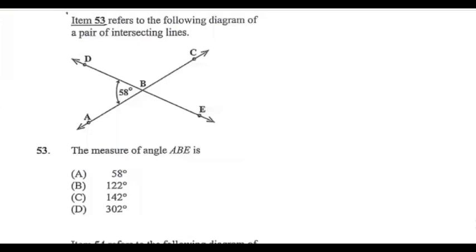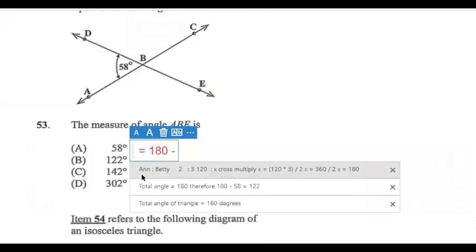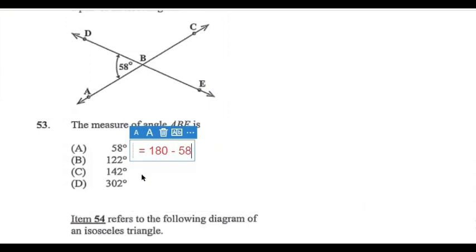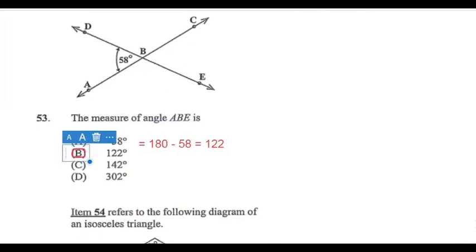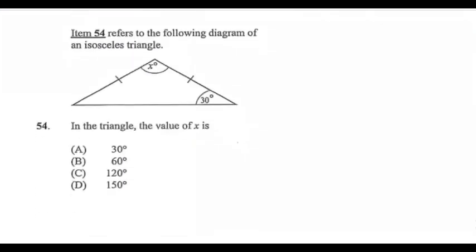53 refers to the following diagram of a pair of intersecting angles. The measure of angle ABE is, so it is angle ABE, so we know that right here would also be 58 degrees, but angle on a straight line. So there are many ways to look at it, but we're going to look at it from the perspective of angle on a straight line. So this straight line DE, so it should be equal to 180 degrees. So if we already had 58 degrees, to find the missing angle it should be 180 degrees minus 58 degrees, and that would equal to 122 degrees, and therefore answer for 53 is B. So there are many different ways, but that is a simpler way by just looking at angles on a straight line.